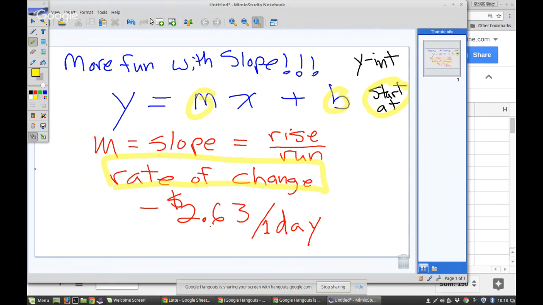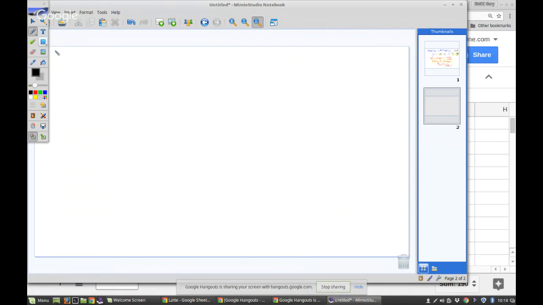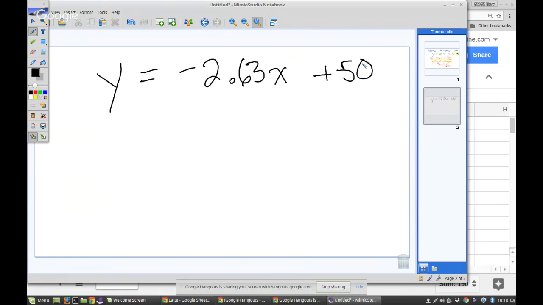$50, yeah. So we can come up with an equation here, a new page. So I'm going to write y equals negative 2.63 times x plus 50. So then the question is, what the heck do x and y mean? Sometimes we use other letters. What do you think x means here? Days, yeah, and more specifically weekdays, right? I keep forgetting that. Makes me confused. So that's the number of weekdays.